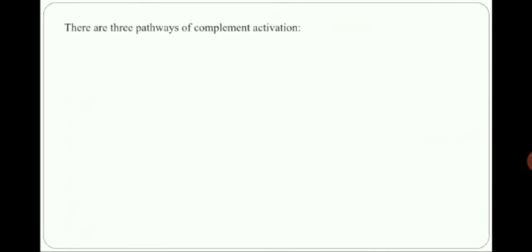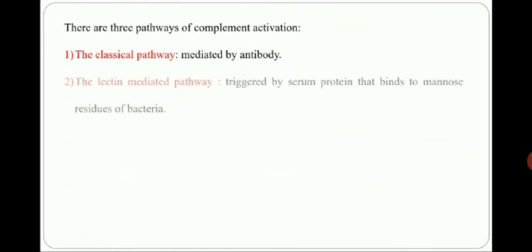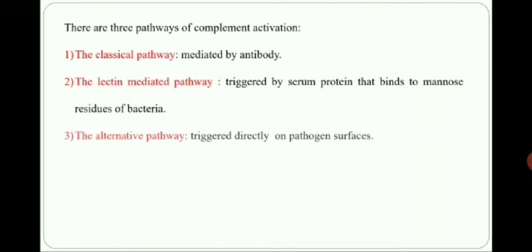There are three pathways of activation of the complement. The first pathway is the classical pathway, which is mainly mediated by the antibody molecule. The second pathway is the lectin-mediated pathway, which is triggered by a serum protein that binds to the mannose residue of bacteria. The third type of pathway of complement activation is the alternative pathway, and it is mainly triggered on pathogen surfaces.